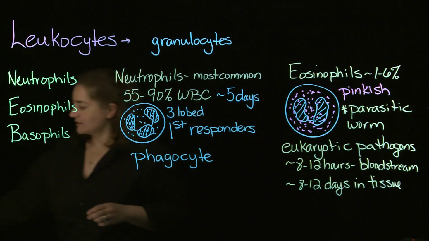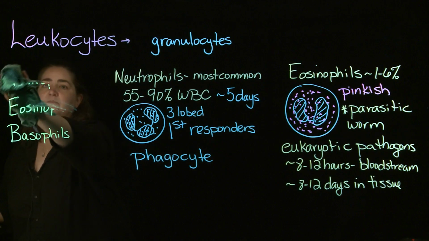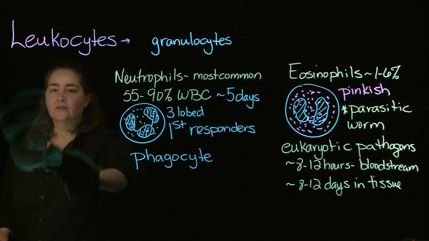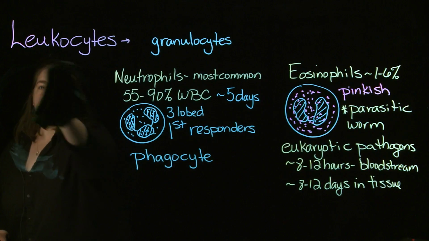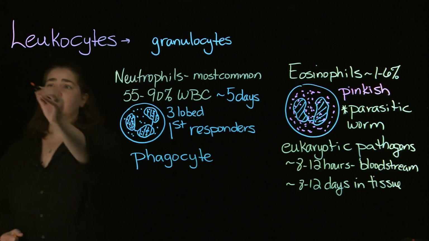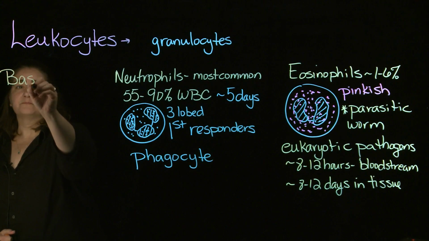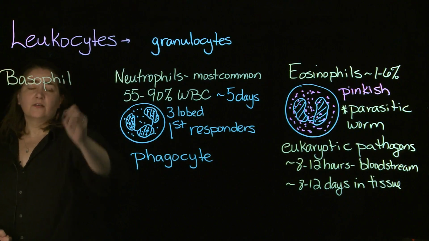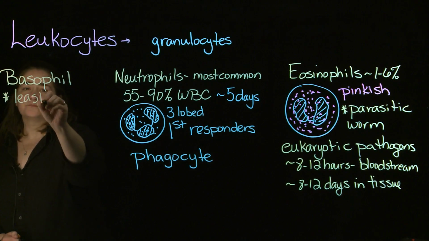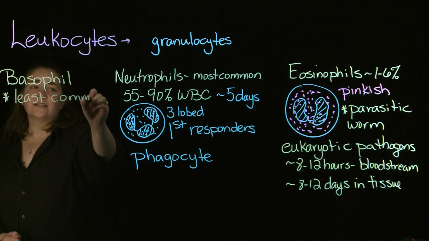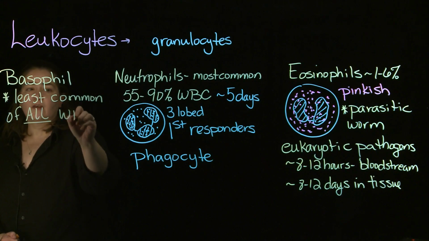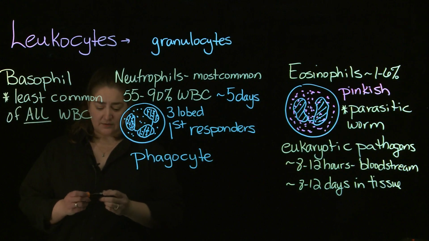I'm going to kind of write over here. We'll erase that. So that we can talk about our last cell type, the basophil, okay? Basophils, this one is the least common of all of your white blood cells, all right?